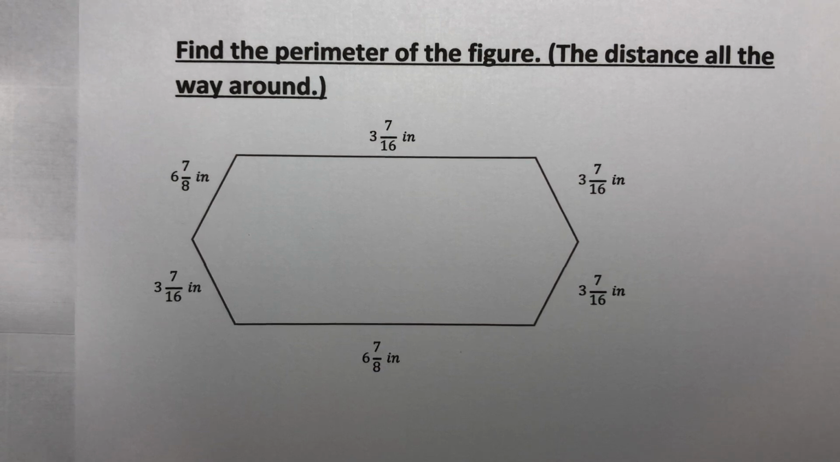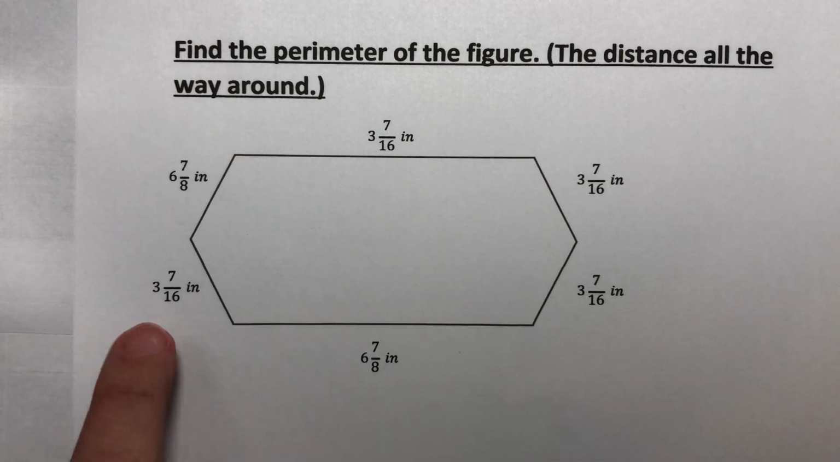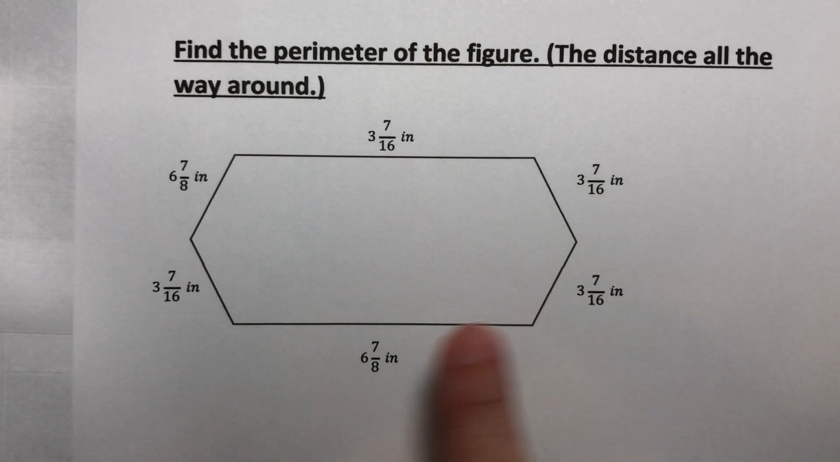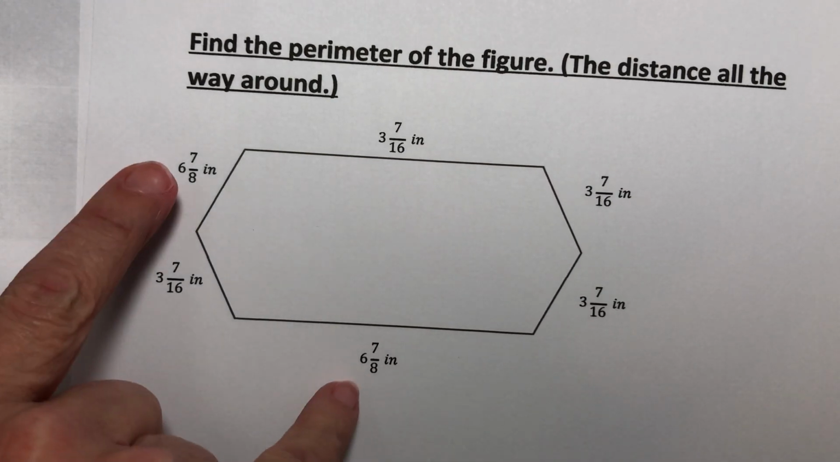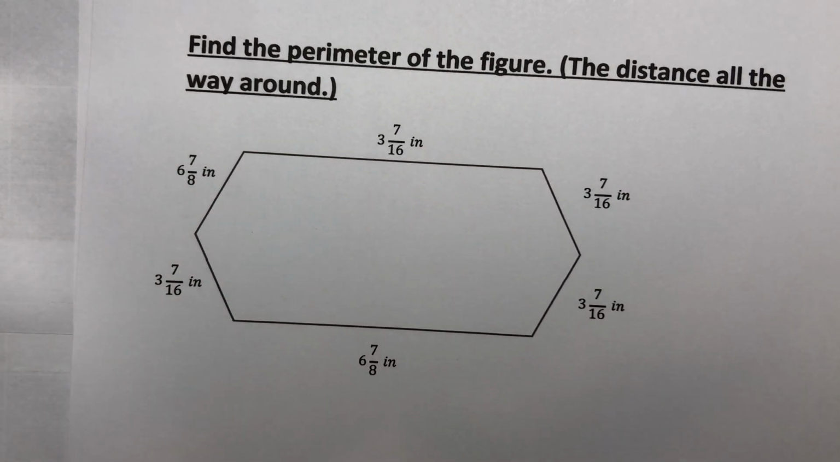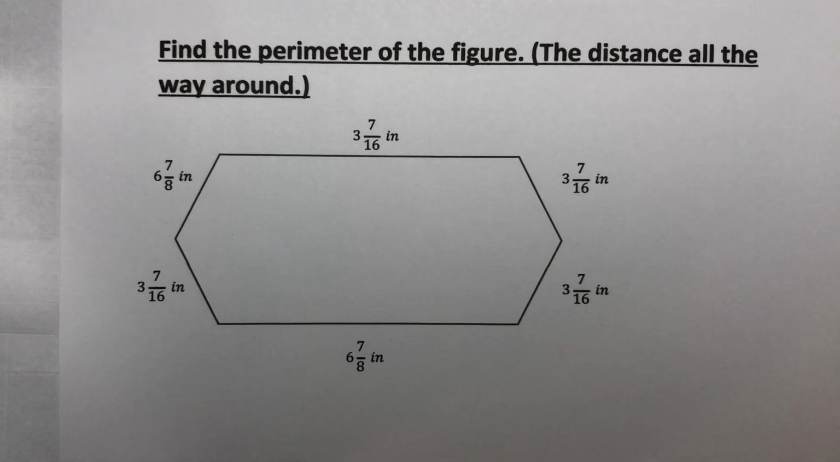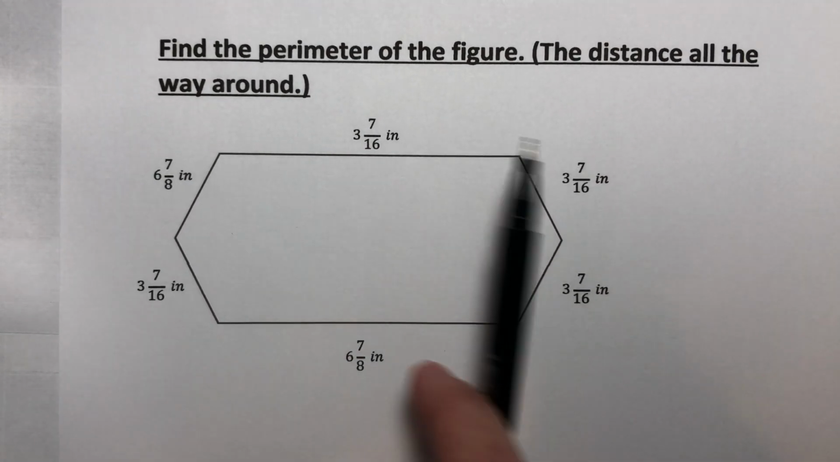So I'm going to talk about a couple of ways to do it. If you notice, we have a lot of the values that are repeated, right? Here, here, here, and here, they are all the same fraction. These two are the same as well. Obviously, this picture is not drawn to scale because Microsoft Word. All right, so what we need to do is add all these up.